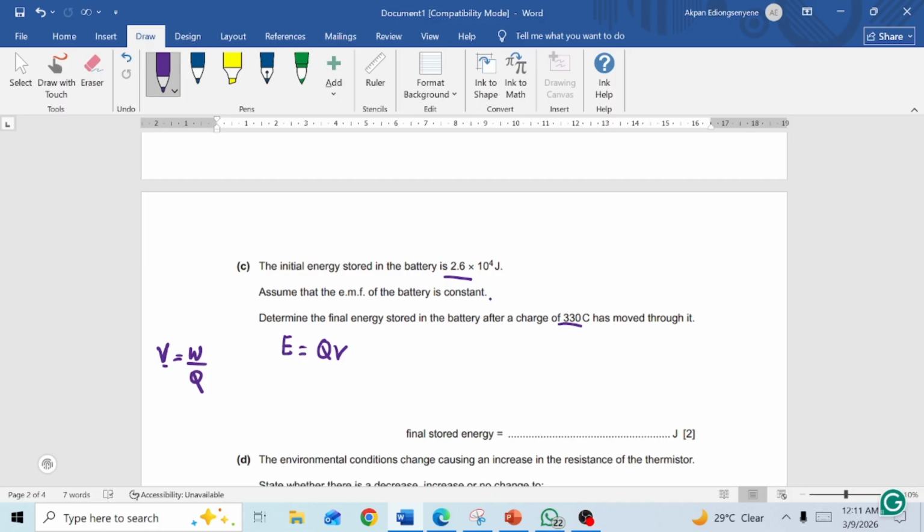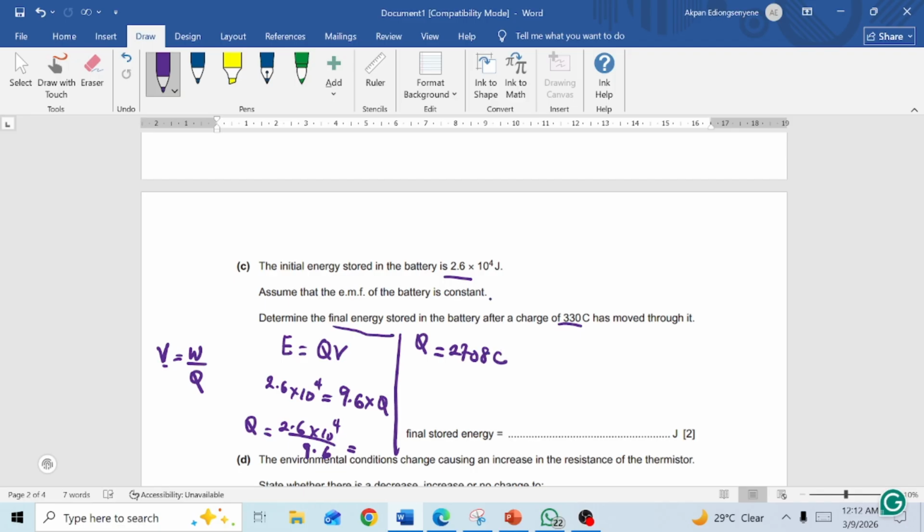We have been given the energy as 2.6 times 10 raised to the power of 4, equal to the EMF, which is 9.6, times Q. Our Q will be 2.6 times 10 raised to the power of 4 over 9.6. Q equal to 2708 C.